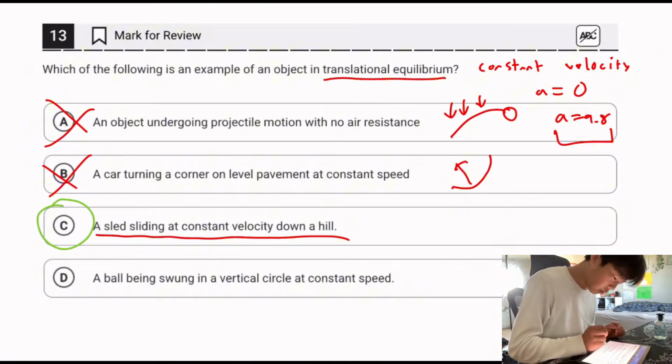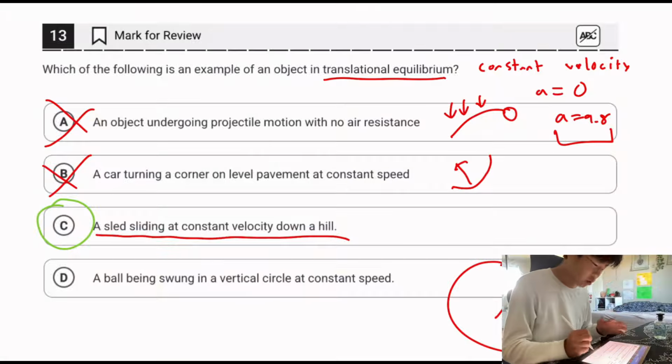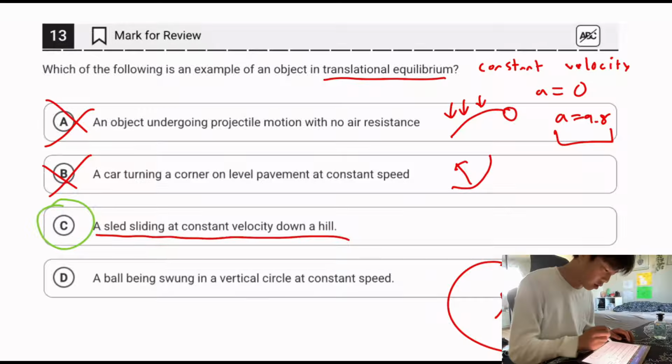And why is this one wrong? Ball being swung in a vertical circle. Anytime there's anything circular, there's always acceleration towards the middle of the circle. It can't be this one.